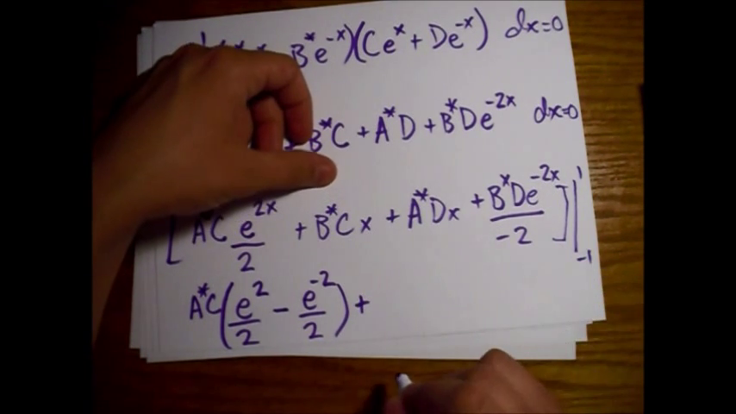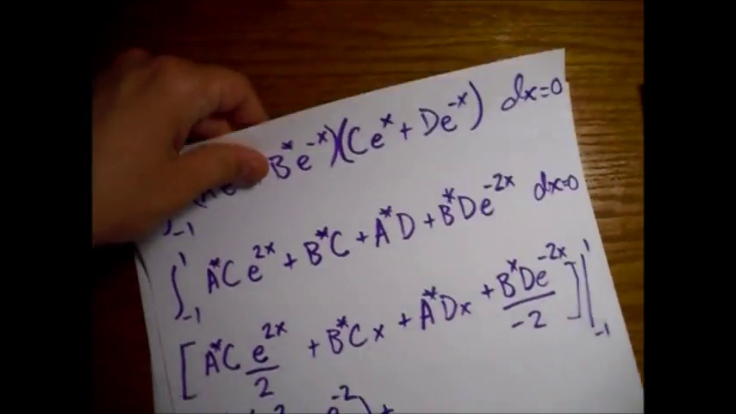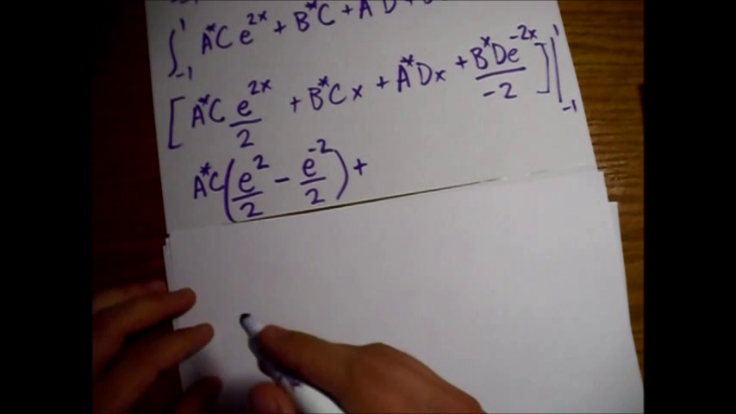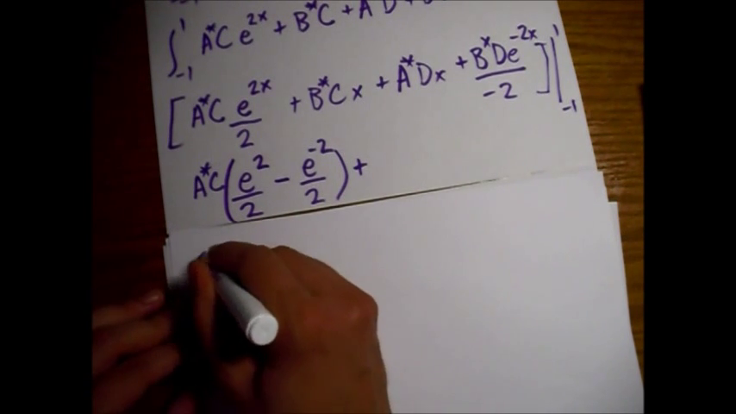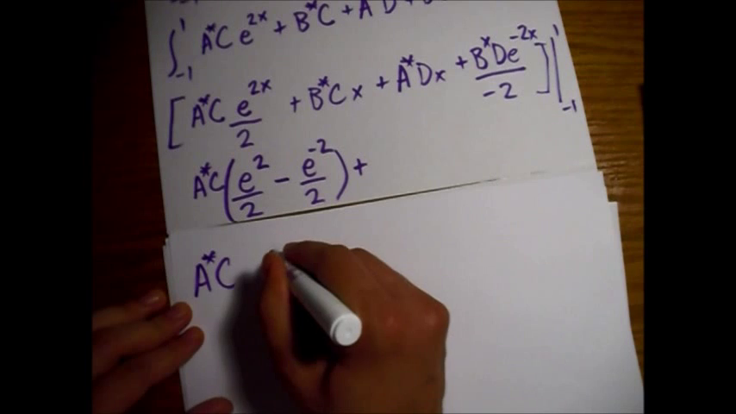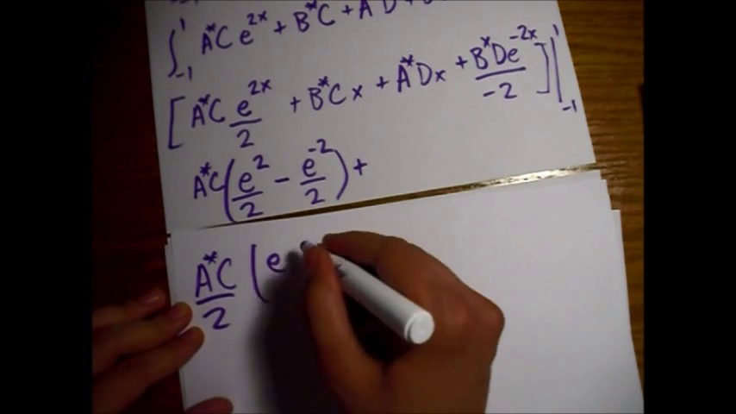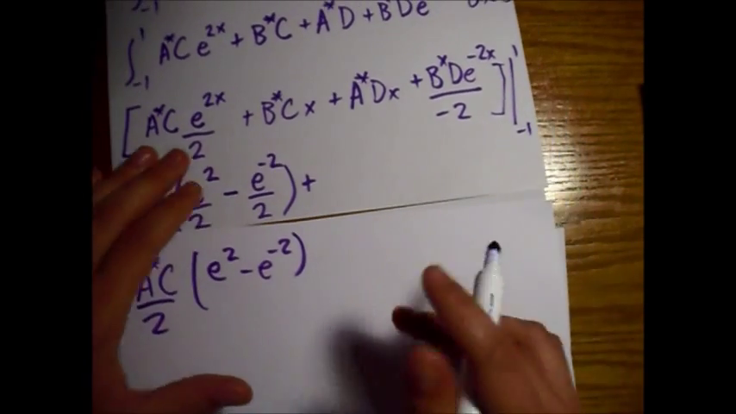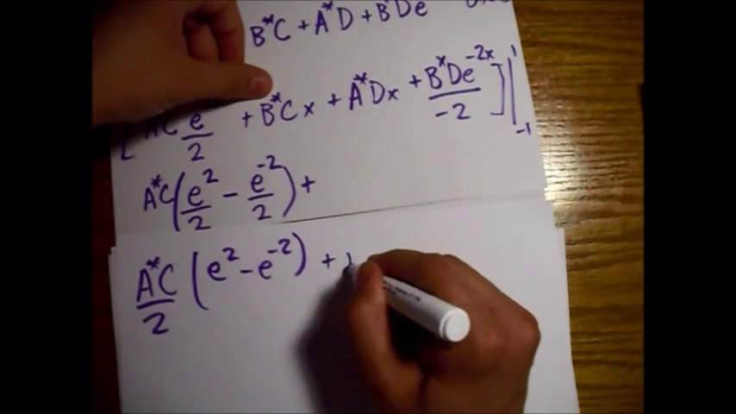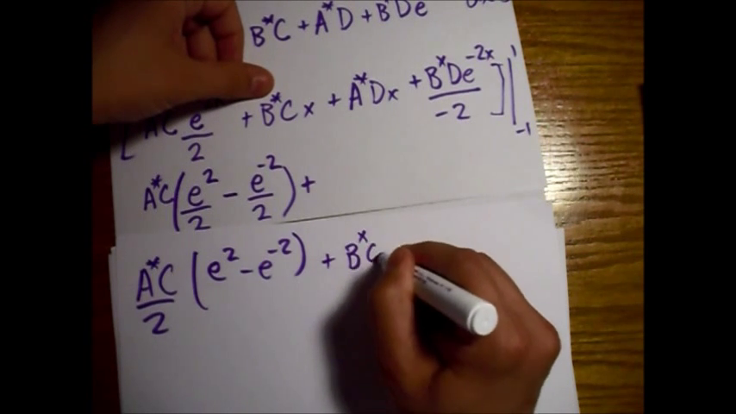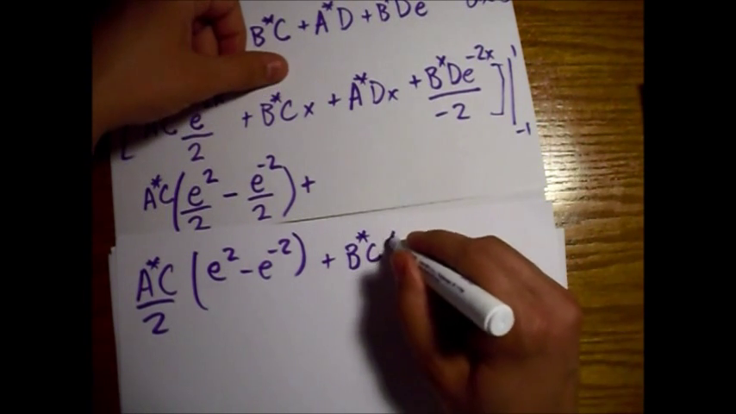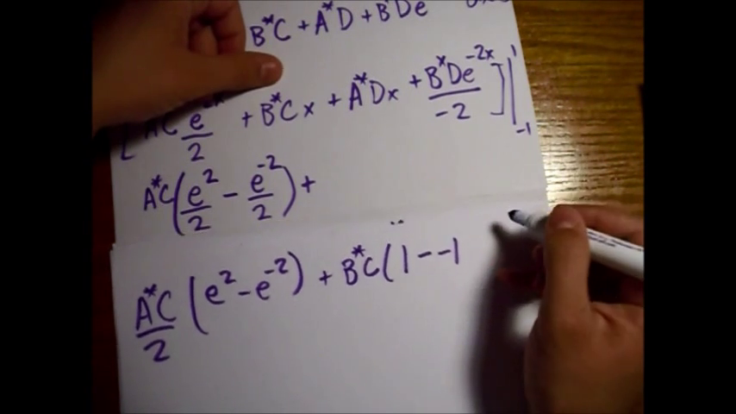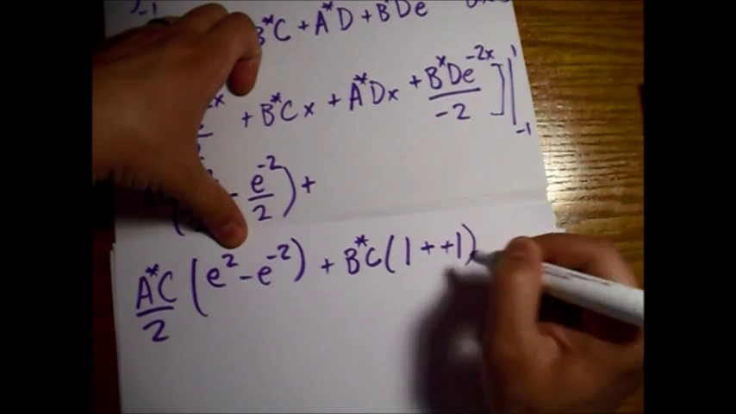I'm definitely going to run out of room on this. Let's just start on a new page real quick while we still have a chance. Okay, so I'm just going to copy this again. So A star C, I'll bring the 2 out here as well. So e to the 2 minus e to the minus 2. So that's just this term. Plus B star C, and then a 1 minus a minus 1, which is just plus.